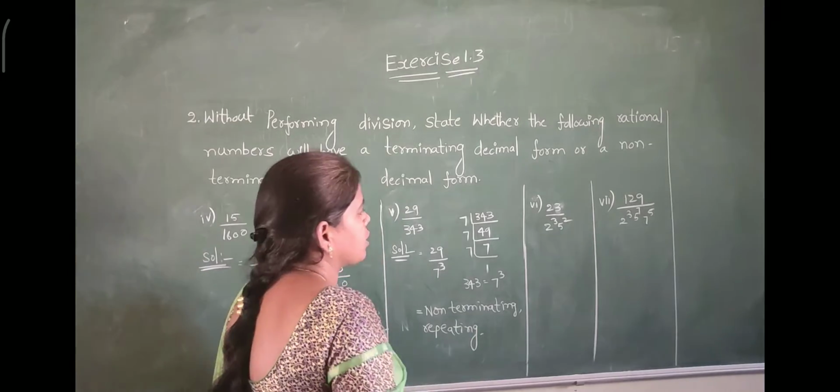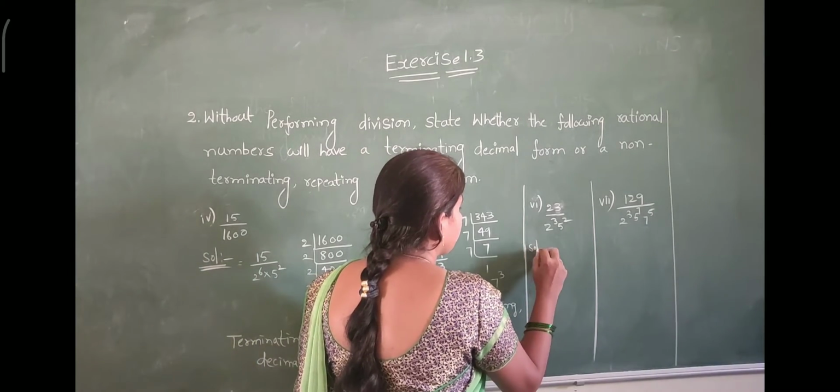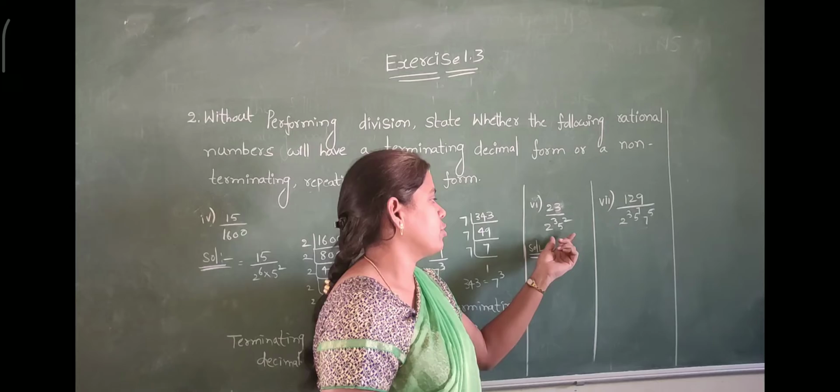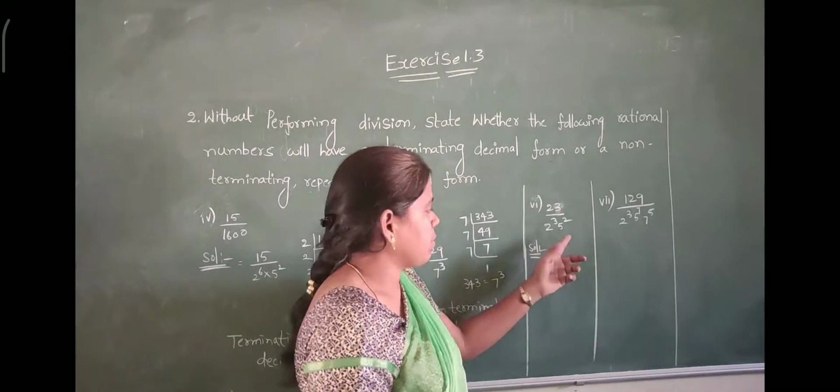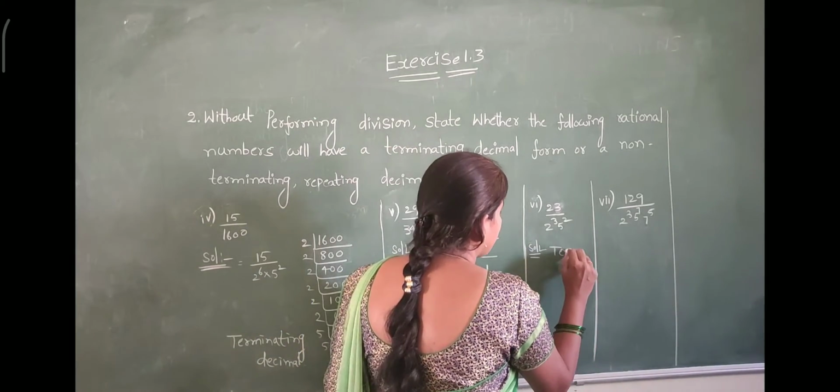So for the next problem, if you observe the denominator of this one, it is in the form of 2 to the power of m into 5 to the power of m. That's why this is terminating.